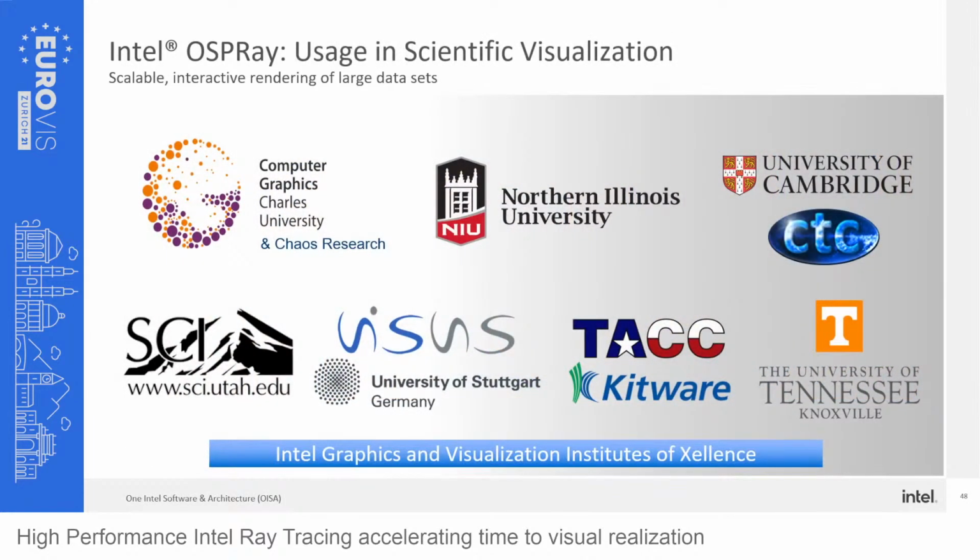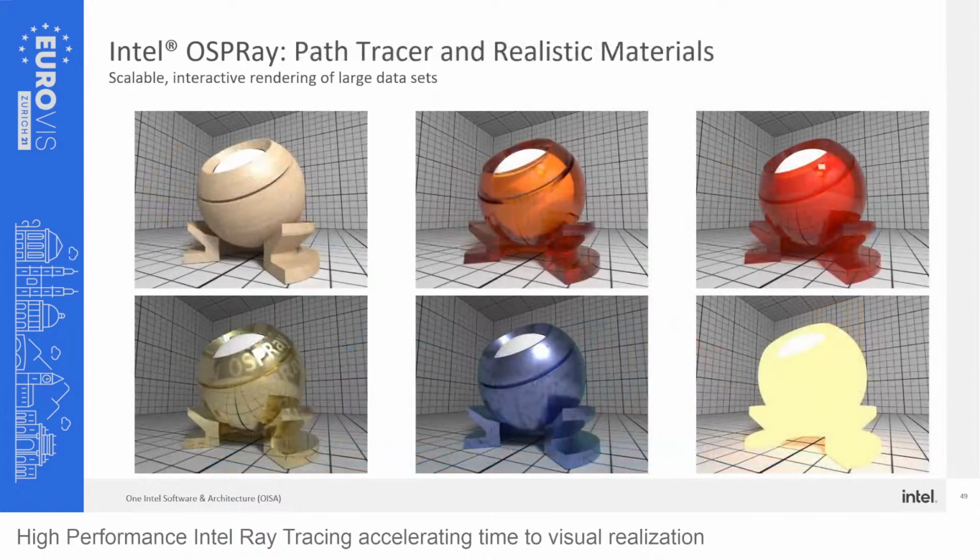This power is why OSPRay is being used by many research institutes all over the world, and it's incorporated into Kitware's highly successful ParaView toolkit. But we don't just have a sci-viz focused feature set. As I said in the intro, we also ship with a photorealistic physically based path tracer. OSPRay includes physically accurate lights and physically based materials.